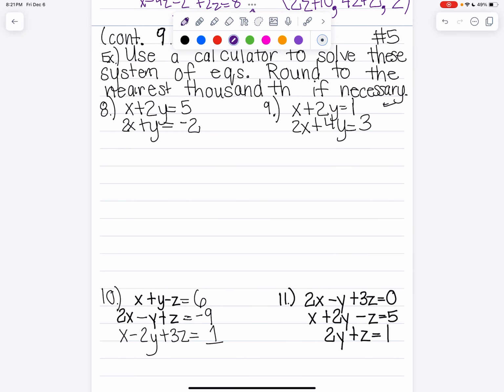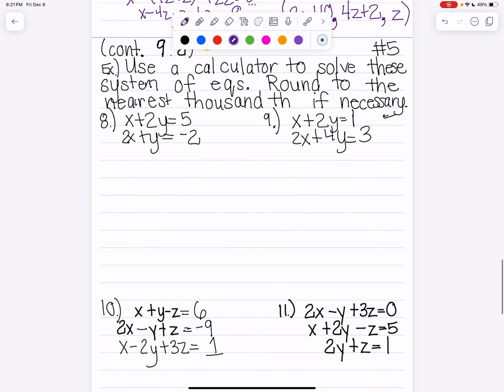Hey class, we're back. I hope you have a calculator by you so you can see that. If you're using a Casio, I don't know how to use it or which button to press, but I'm using a TI, which is equivalent to a TI-83 or 84. So I'm pulling it up.